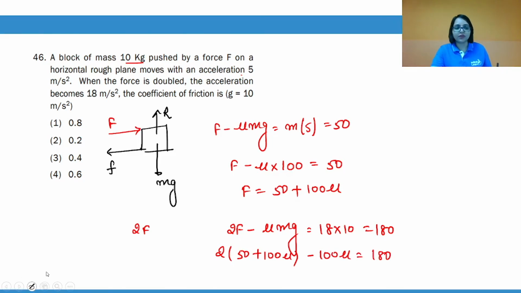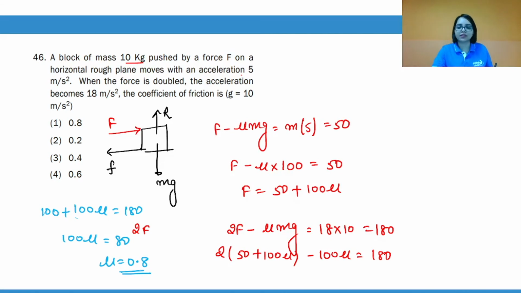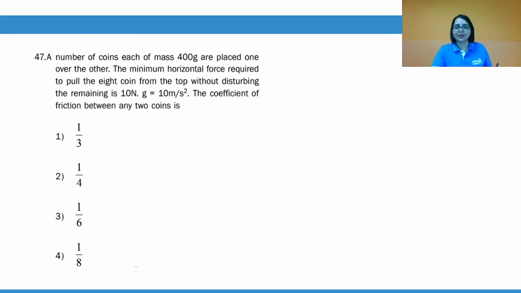Okay, so it will be 100 plus 200 mu minus 100 mu. 100 mu is equals to 180. So 100 mu will be 80 and mu will be 0.8. So this is the coefficient of friction, that is option 1. Next is question number 47.